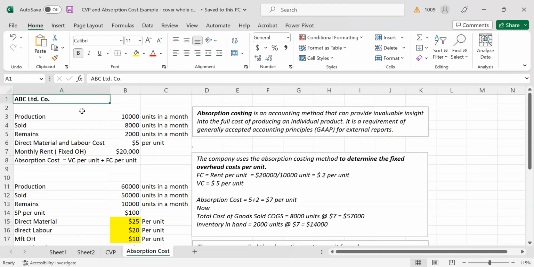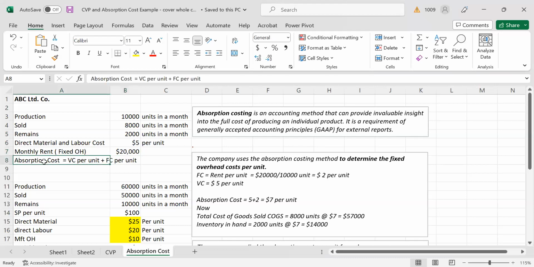Let's say the production is 10,000 units in a month, right? So we have 10,000 units in a month. This is the production, and how many units have been sold is 8,000 units, and the remaining, meaning closing stock, that we have is 2,000 units. And direct material and direct labor is 5 per unit. Monthly rent, we know this is the fixed one.